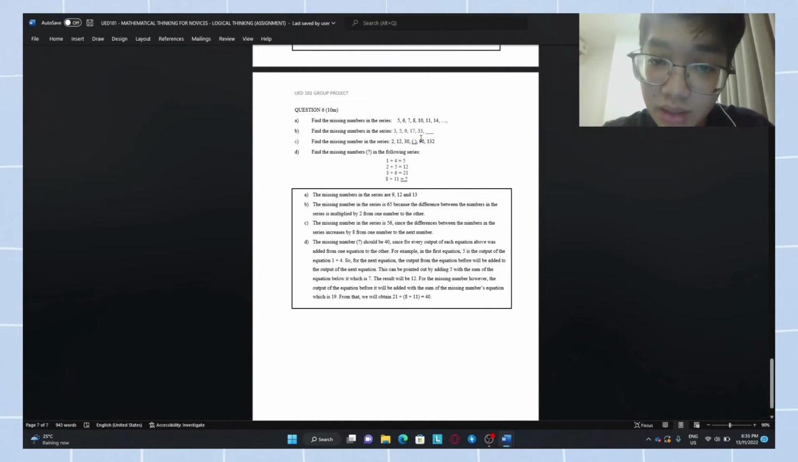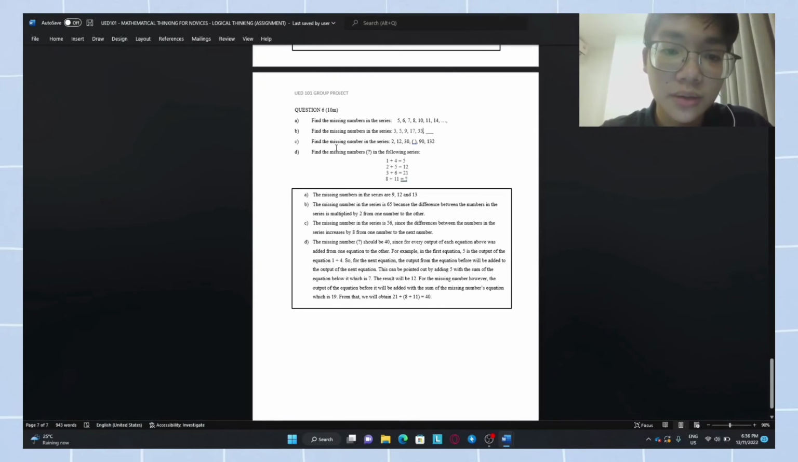So 16 plus 17 equals 33, which is the next number after 17. So since this is 16 multiplied by 2, we will get 32. So the missing number right here, which is after 33, should be 65, because 33 plus 16 multiplied by 2 equals 65. Or in other words, 33 plus 32, we will get 65. So the missing number in the series is 65 because the difference between the numbers in the series is multiplied by 2 from one number to the other.